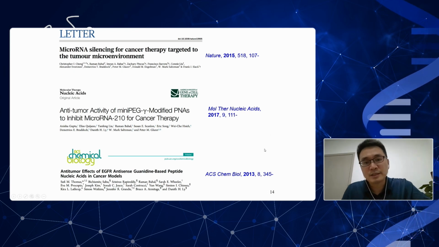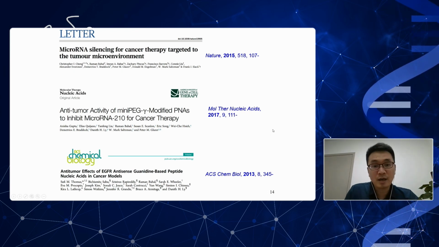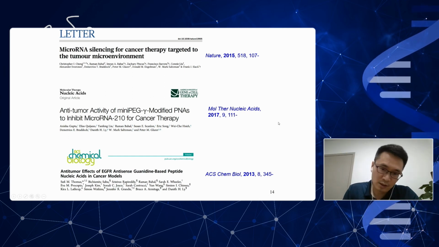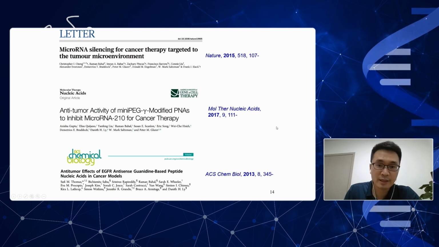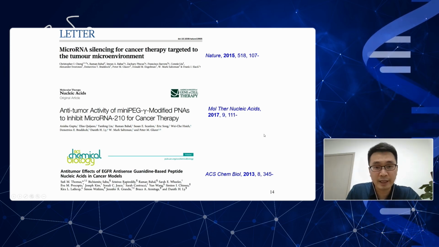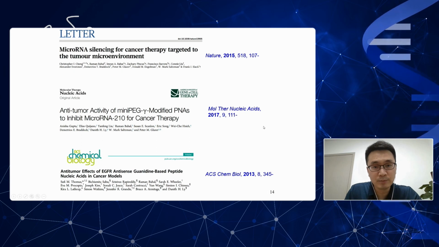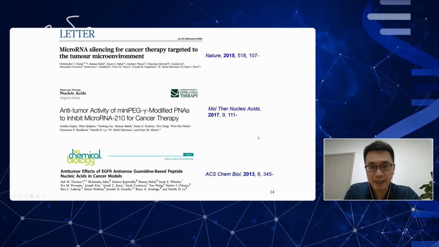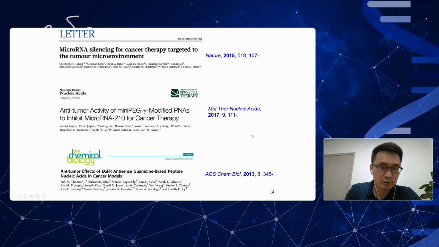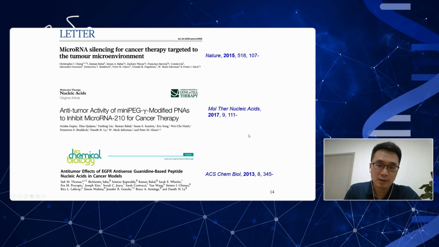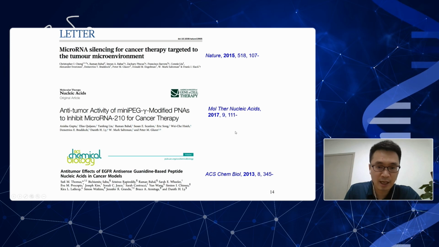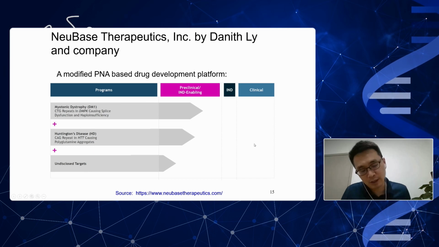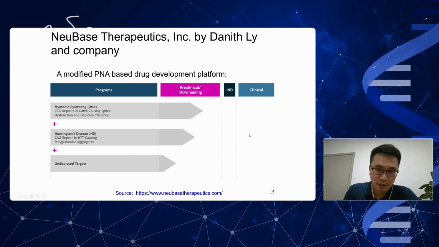As I just mentioned, many RNAs have their own secondary structures. Although we can see these binding properties and anti-cancer cellular activity and animal model activity, the problem is that if the target molecule has its own secondary structure, it will definitely weaken the binding between PNA and the target RNA molecule. So that comes to our goal. We want to modify the PNA so it can recognize the RNA structure.